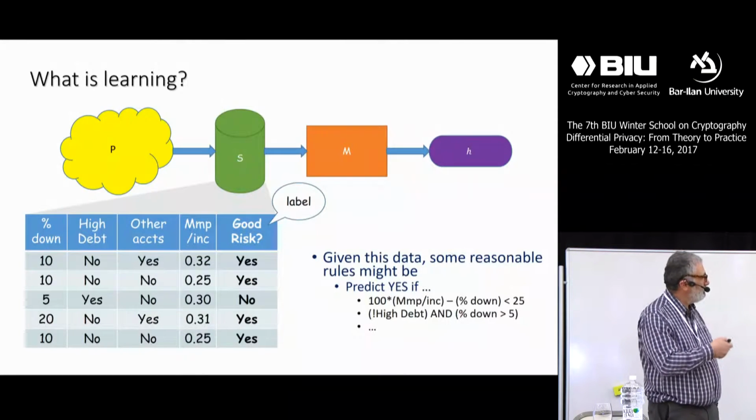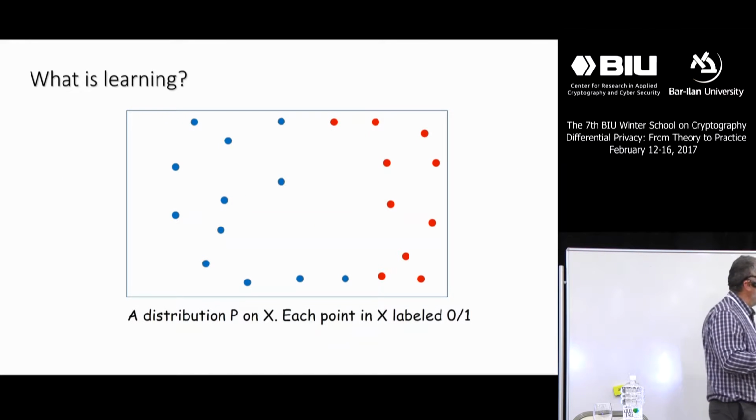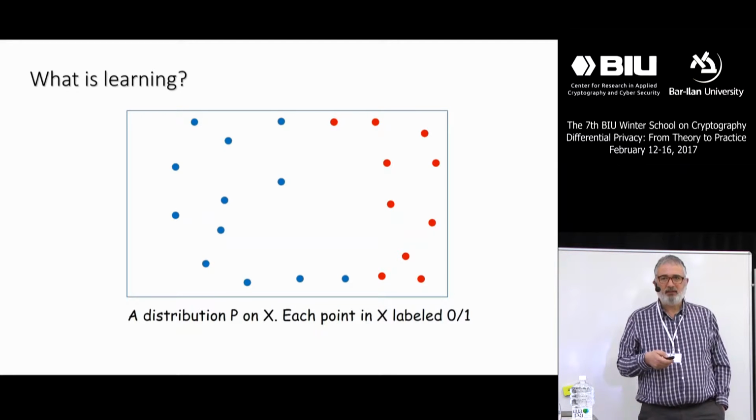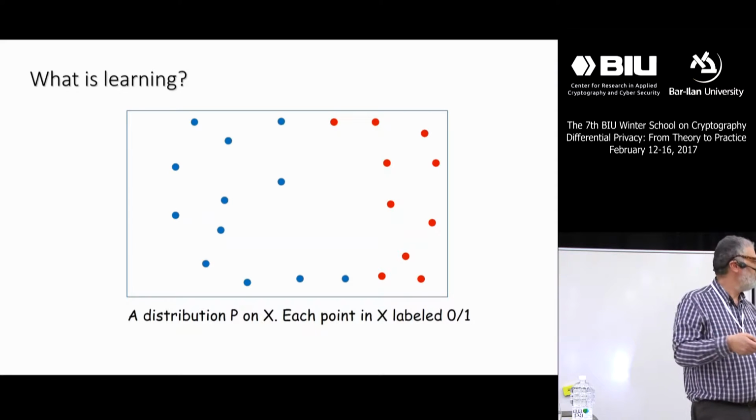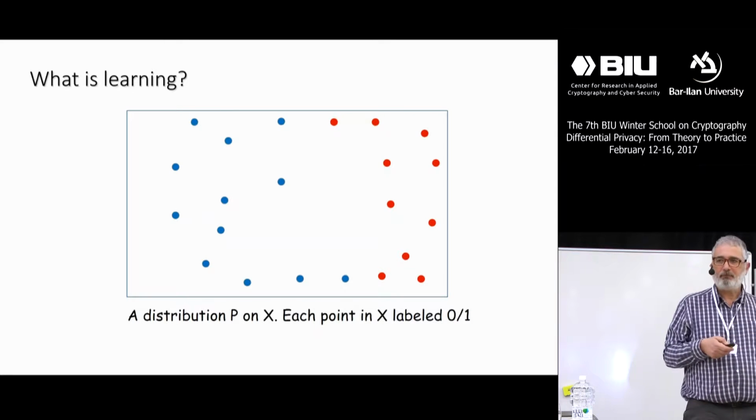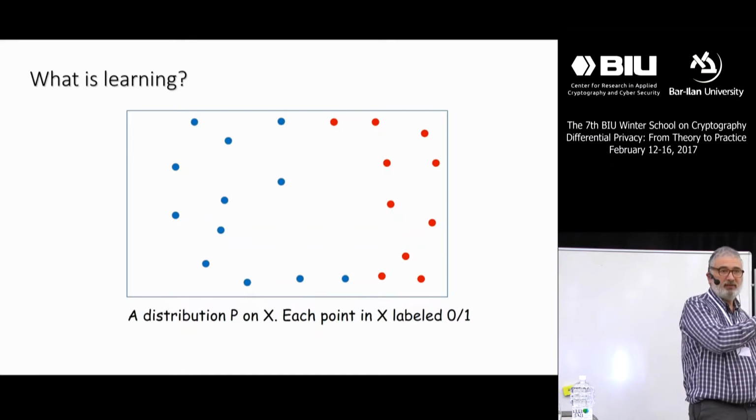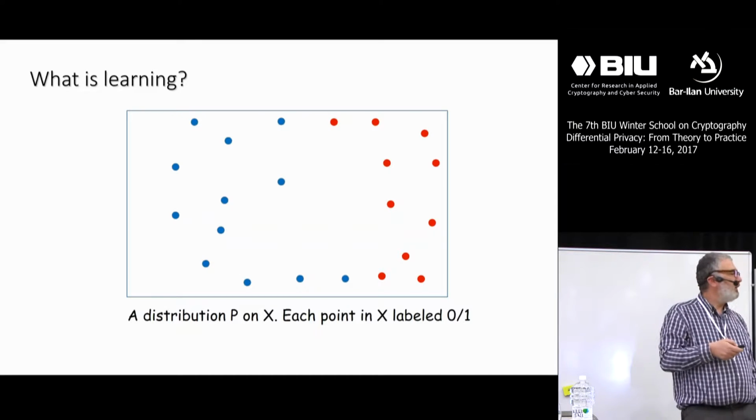So let's do this again in a picture. So we'll assume that there is some distribution P over some domain. Okay? And then, as in the banking example, each point in this domain is labeled either 1 or 0, red or blue. Okay? We don't get to see all this picture here. This is just in the background. I just draw it for you.